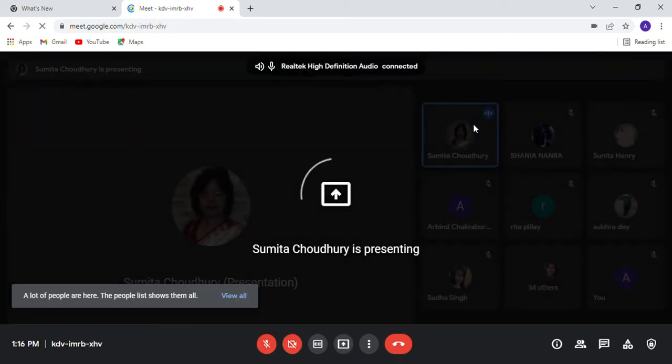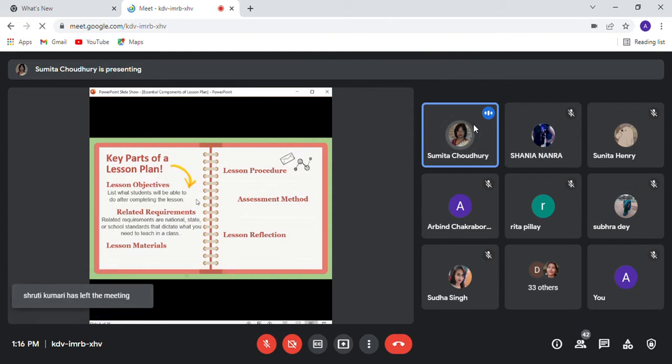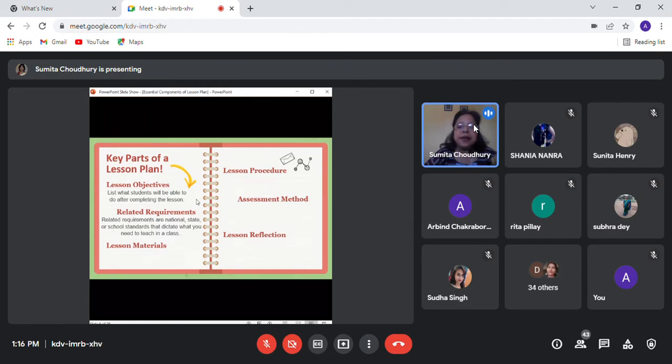planning. Become more focused and strategic. So planning is very important. Then I'm going to the related requirements. Related requirements are national, state or school standards that dictate what you need to teach in a class. For example, the requirement can be a textbook, internet sources, videos, map, apparatus. This requirement should be based on the standard and the board.